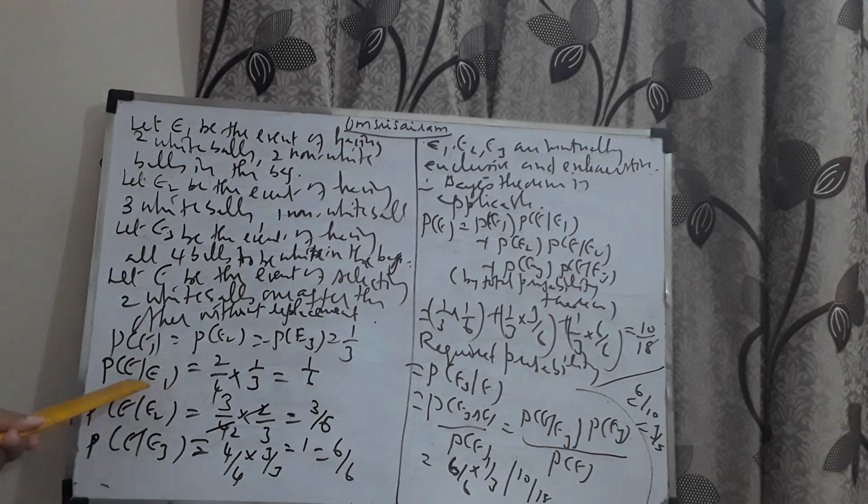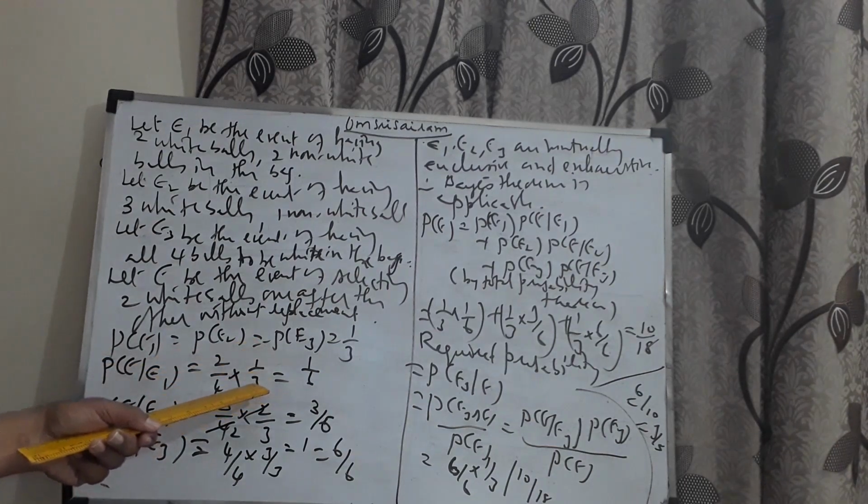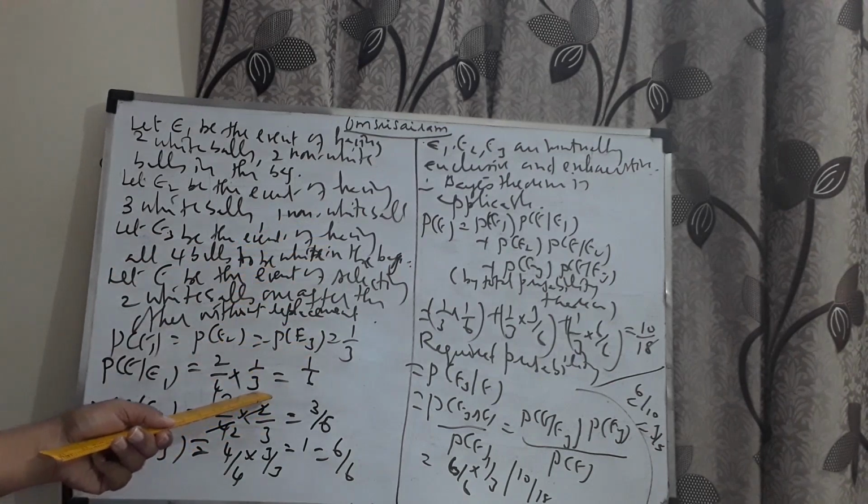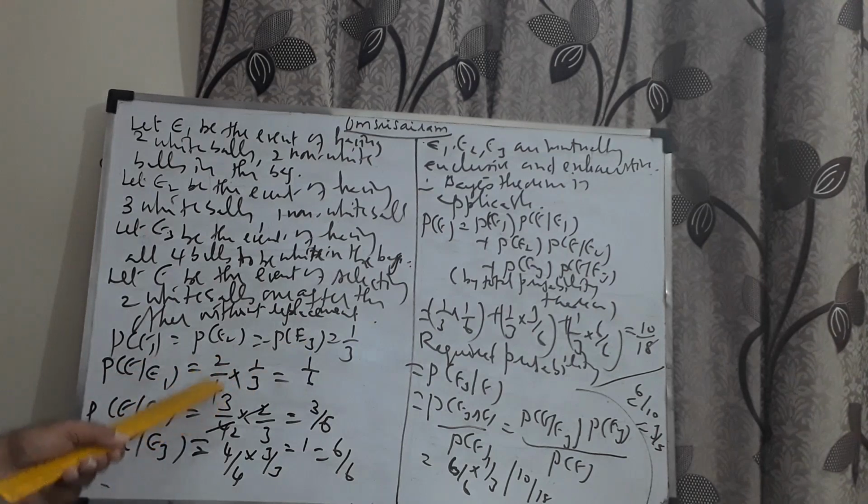From the first situation, I am selecting 2 white balls, one after the other without replacement. 2 by 4 into 1 by 3. The chosen ball is not dropped back. That's the meaning of without replacement. Number of balls gets reduced to 3. Number of white balls gets reduced to 1. Here 2 by 4, I'll get 1 by 2. Therefore 1 by 6 is the reduction.